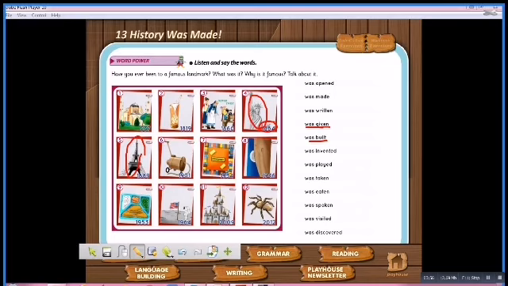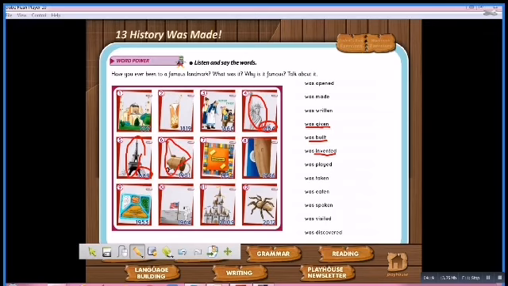6. Was invented. اخترع. This is a vacuum cleaner. مكنسة كهربائية. تمام. The vacuum cleaner was invented. اخترعت in 1901. Okay.